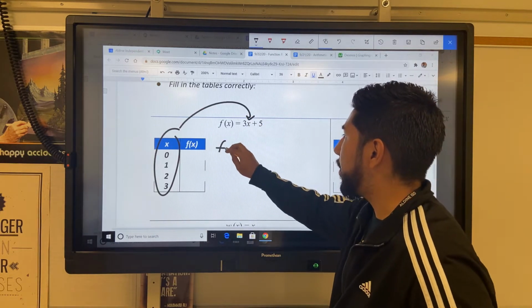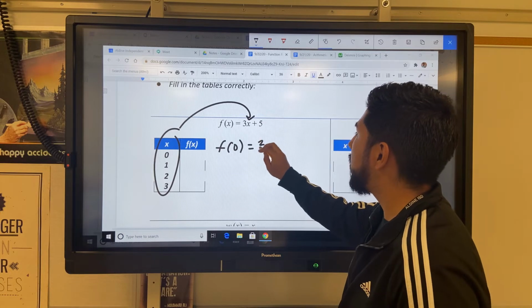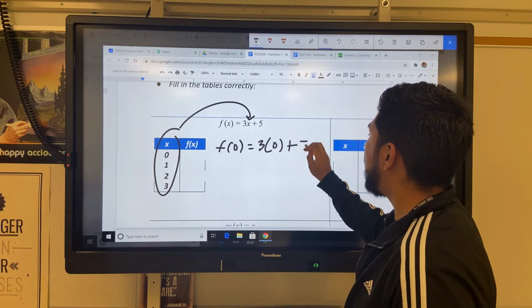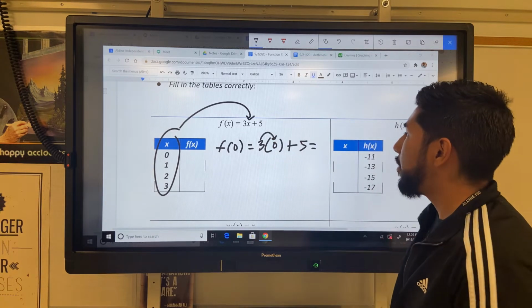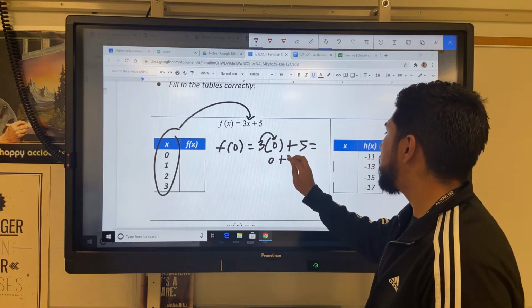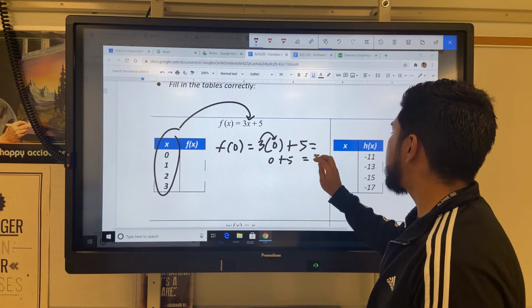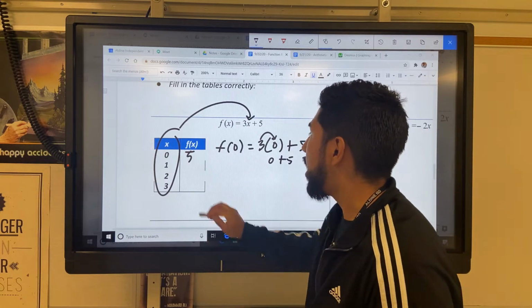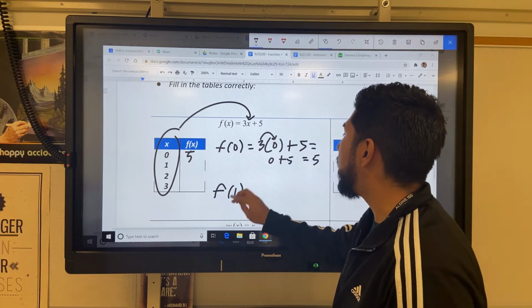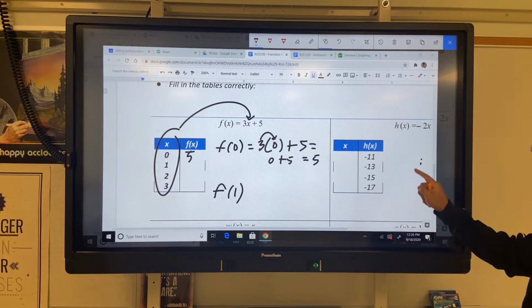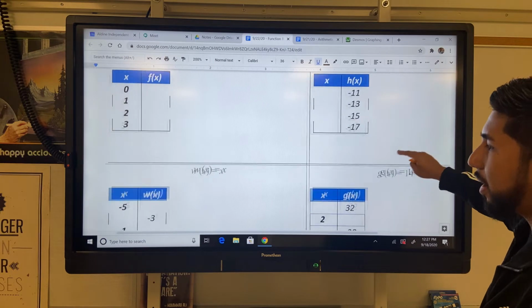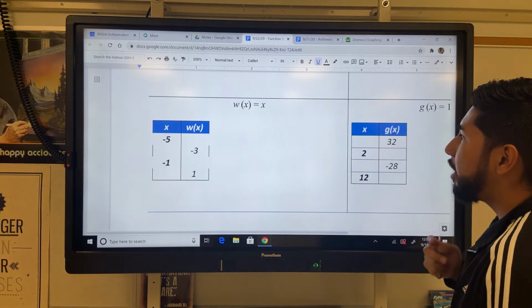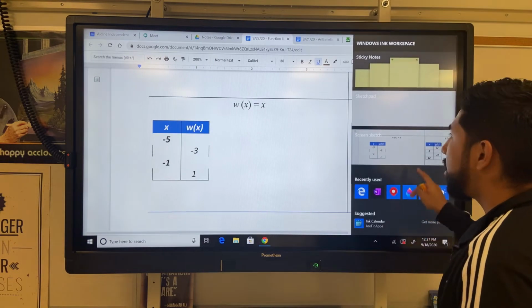So we got f of 0 equals 3 parentheses 0 plus 5. Give me the answer. 3 times 0 is 0. 0 plus 5 is 5. And then do the next one, f of 1, and so on. Same thing for this one, just practice. I'm rushing through this because you should know how to do it. If you don't know how to do it, come to tutorials.